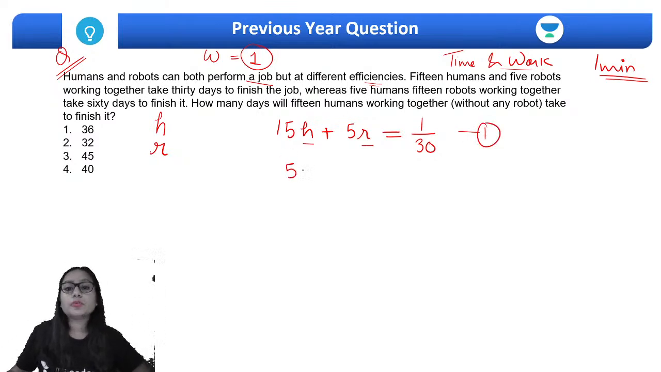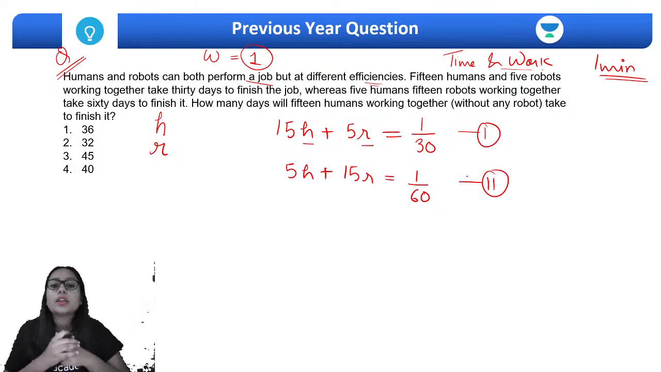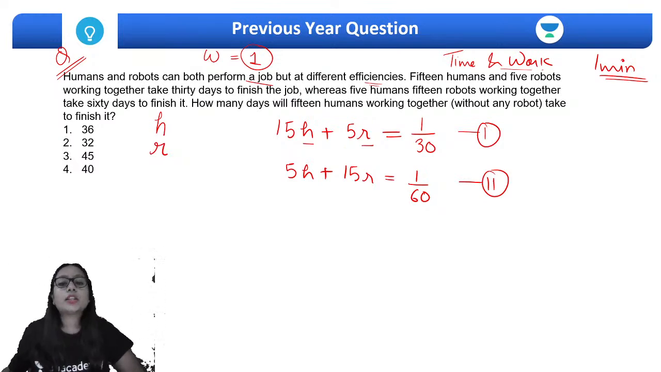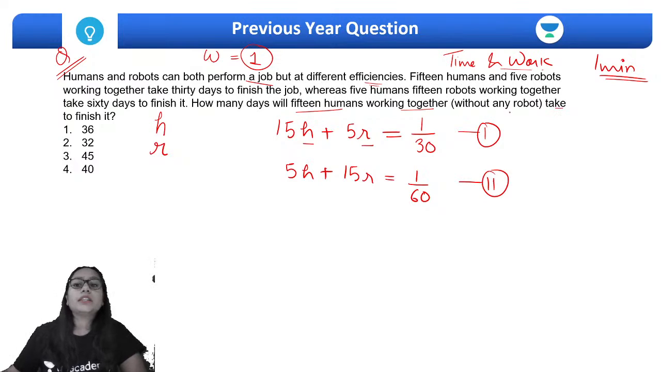Whereas 5 humans and 15 robots take 60 days. So this will be 1 upon 60. Second equation. If I solve these two equations, I will be able to calculate the values of h and r. Now let's see what the question is asking. The question is asking how many days will 15 humans working together take to finish it without any robot.